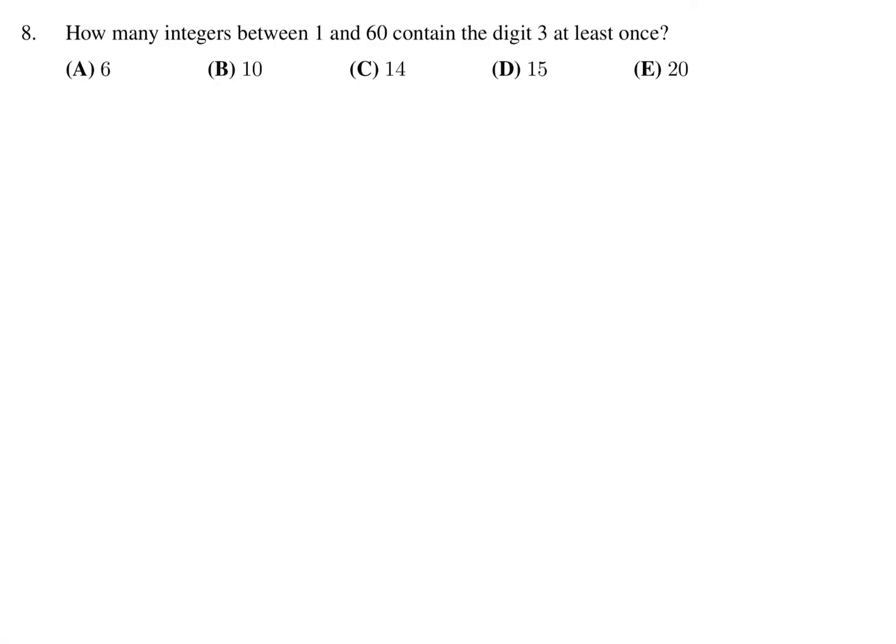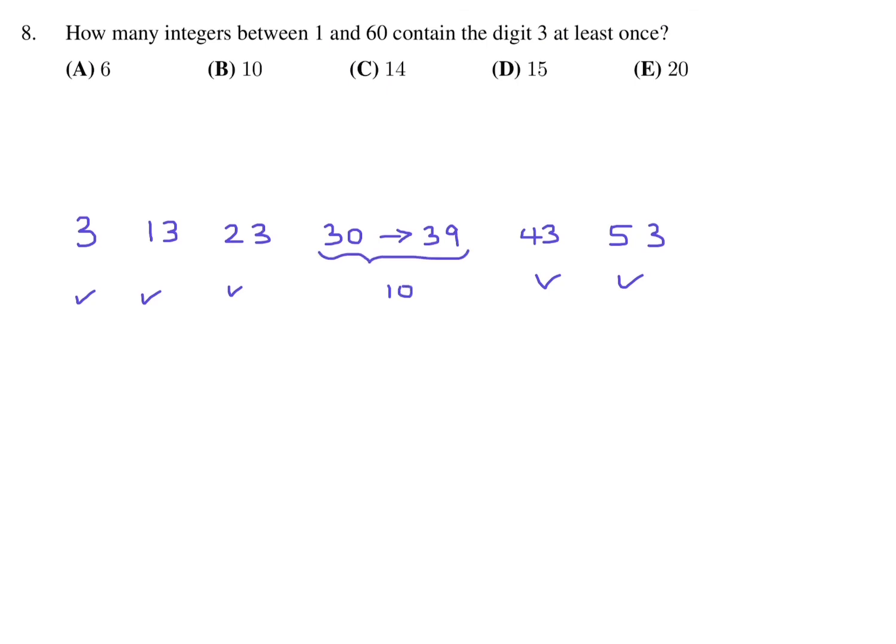How many integers between 1 and 60 contain the digit 3 at least once? All right, well, we can make a list pretty quickly. 3, 13, 23, all of the ones that are between 30 and 39, 43, 53, and I think that's it. So how many do we have here? 1, 2, 3, 4, 5, and then all of these guys, that's 10. So we've got 10 plus 5, 15 numbers. So number 8, the answer is D.